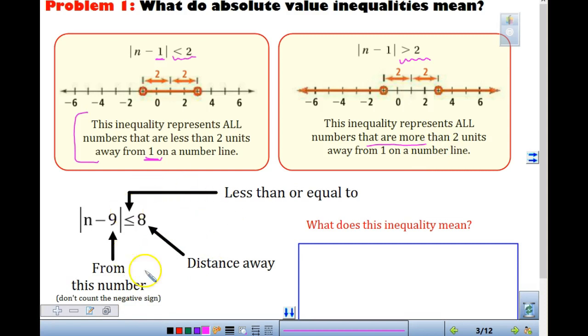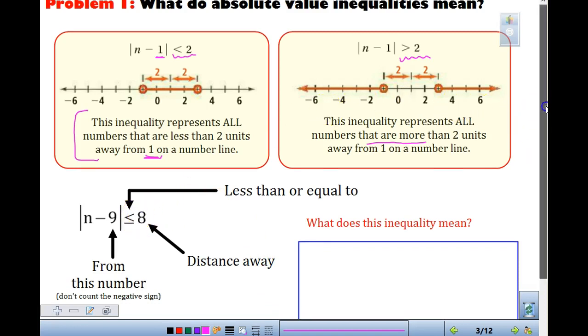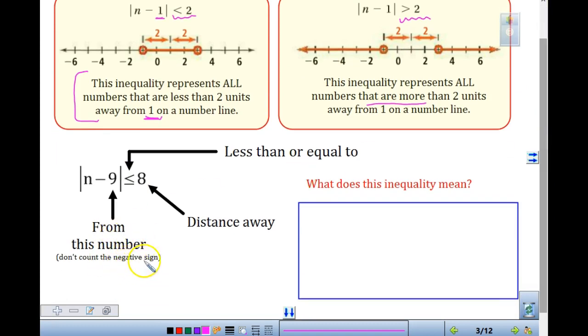So when you look at this phrase here, absolute value of n minus 8 is less or equal to 8, we're going to talk about the distance away. So we're always going to look at that. This is either our less than or less or equal, greater or equal, and this is the number that we are looking at. You don't count that negative sign.